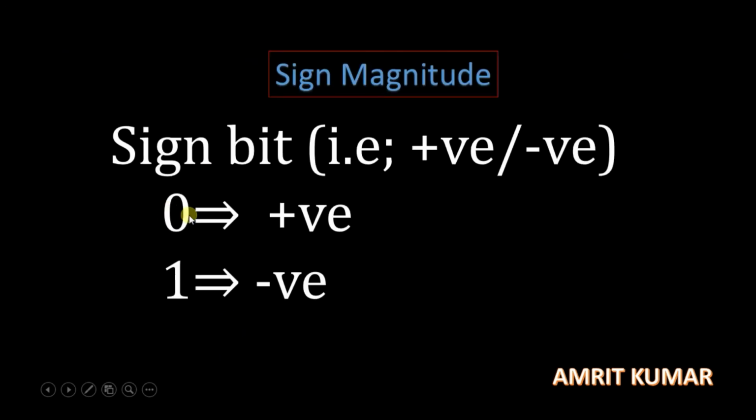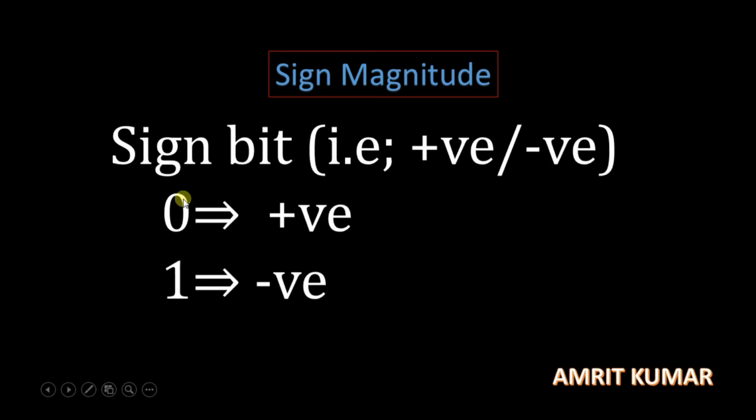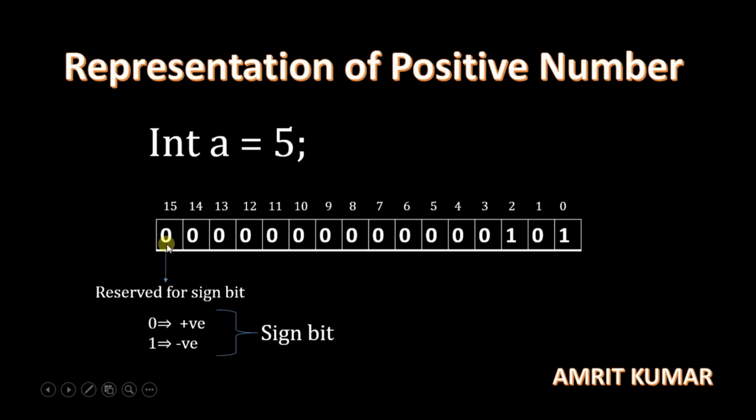Sign magnitude is telling us that if it is a positive number, then you have to use 0 at the leftmost bit. What we have studied in sign magnitude is that the leftmost bit is reserved for the sign, so it might be positive or negative. And for representing a positive number, you have to write 0 there in the leftmost bit. This is how we can represent a positive number.